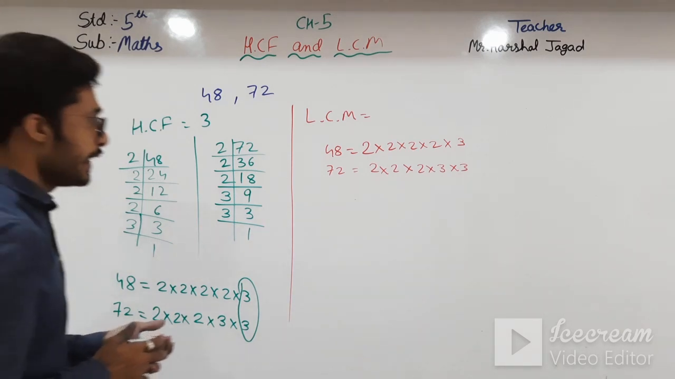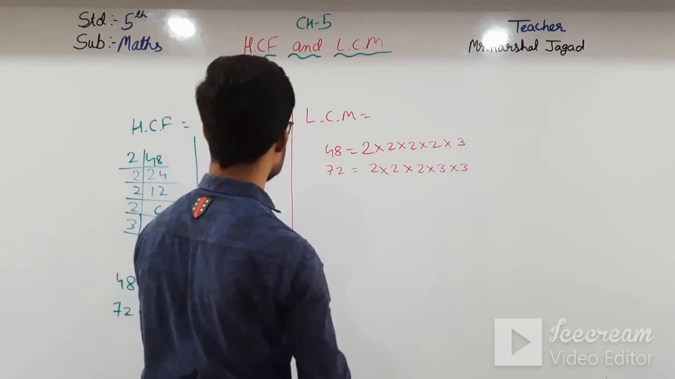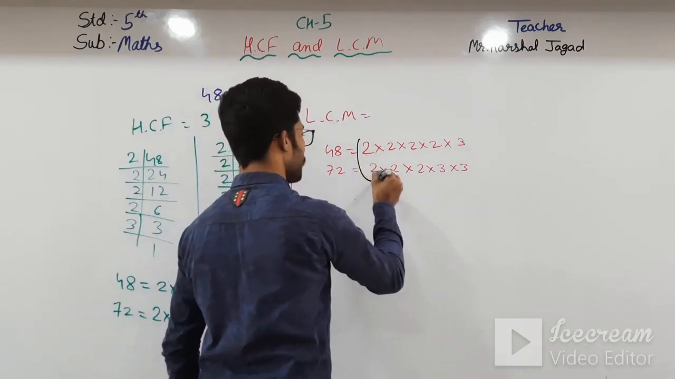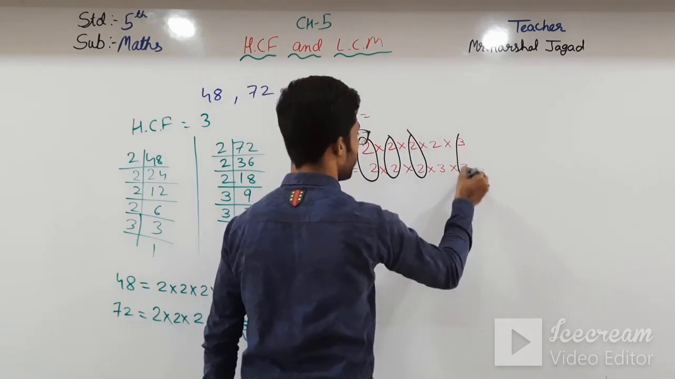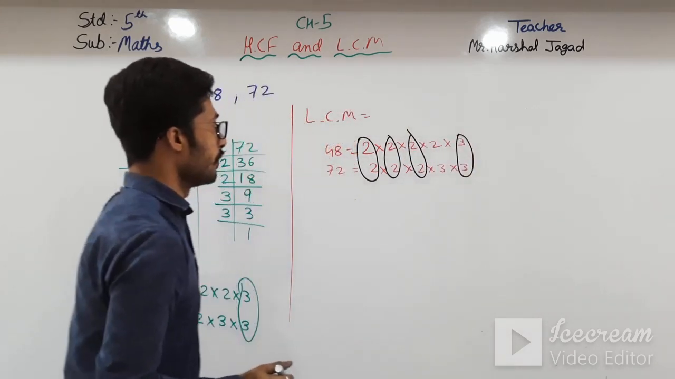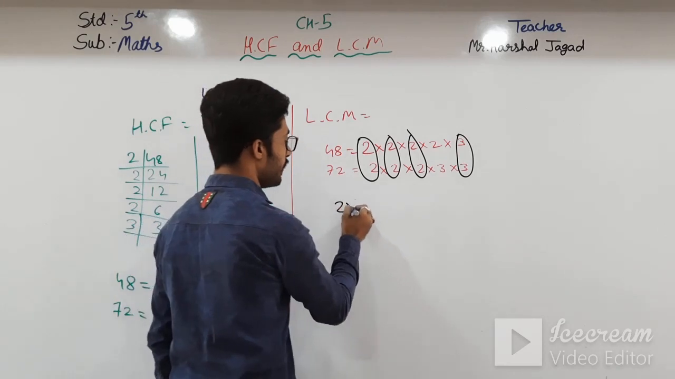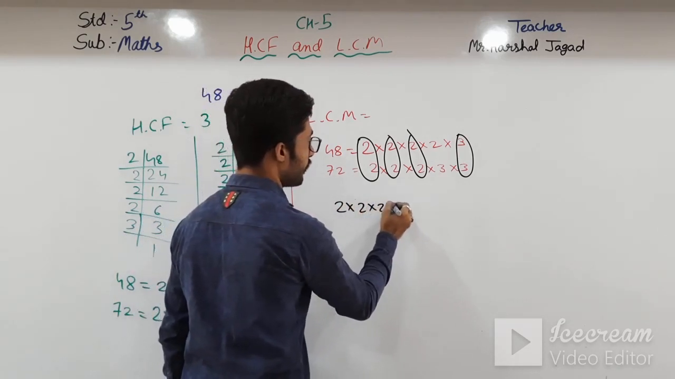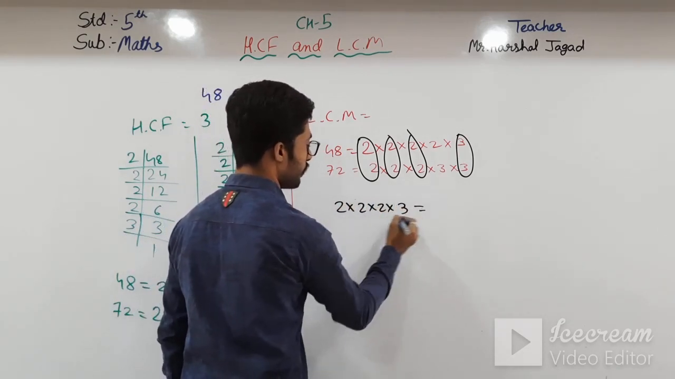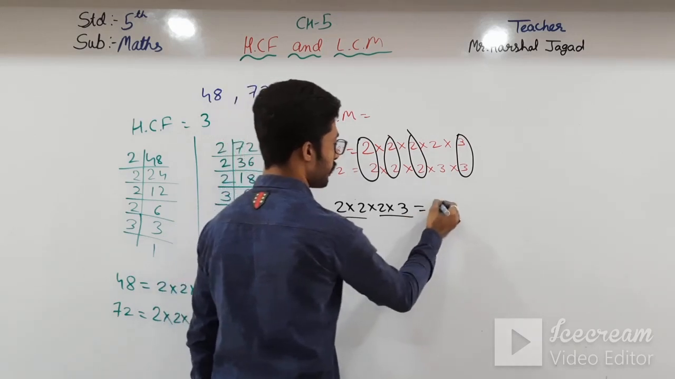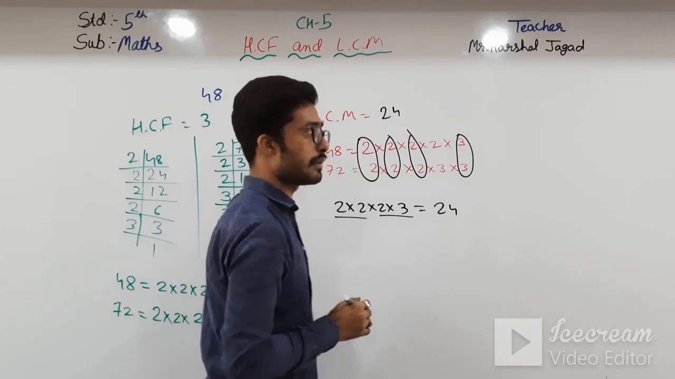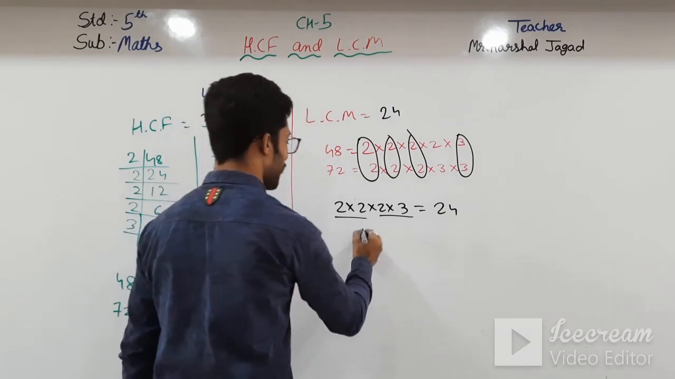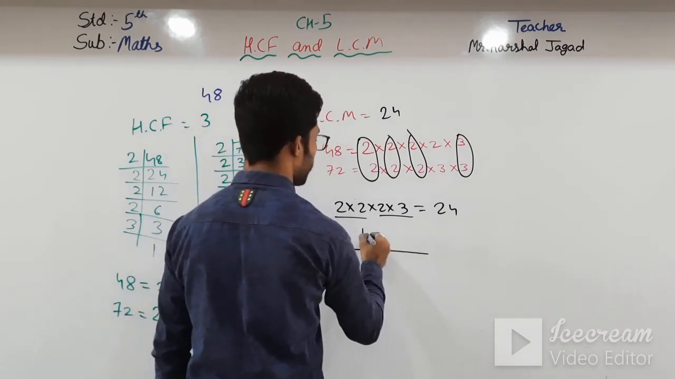So, here the factors are 1, 2, 3, 4. So, the LCM would be 2 into 2 into 2 into 3. So, 3 2s are 6, 2 4s are 8, 6 4s are 24. That is the LCM. And there is another method of finding that.